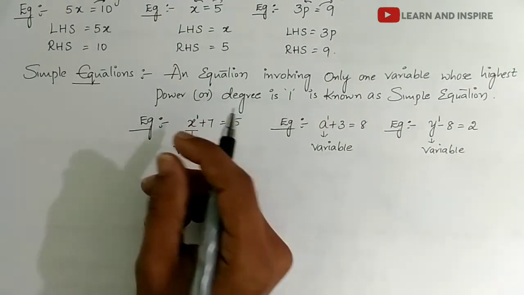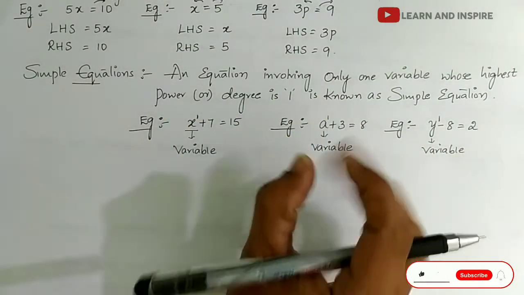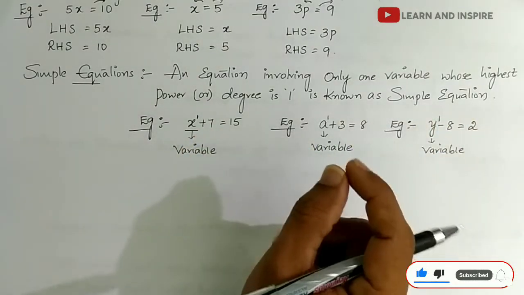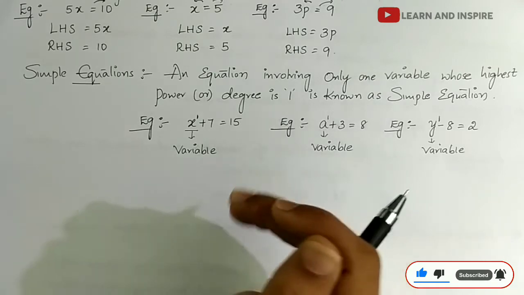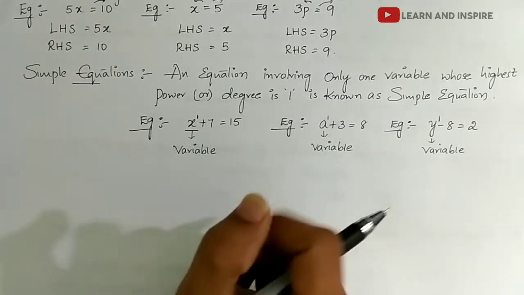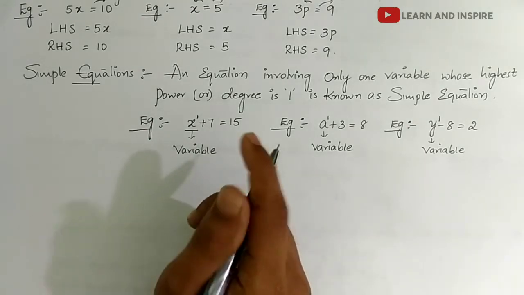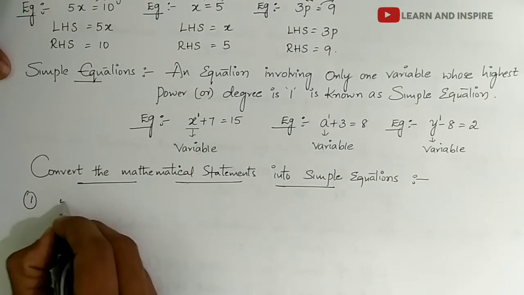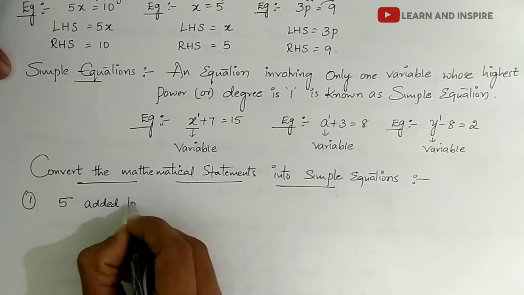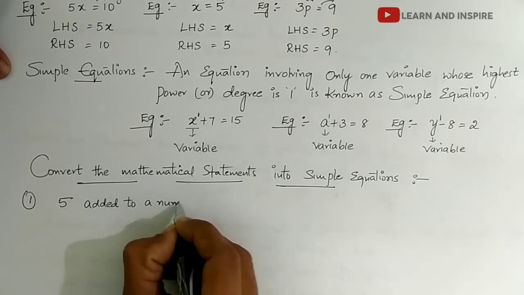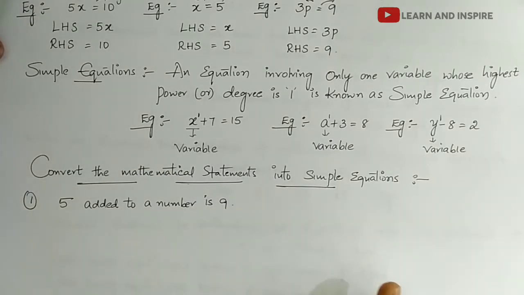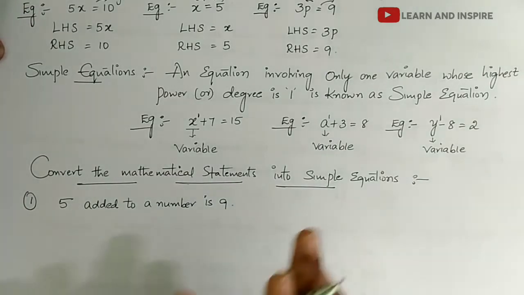Now we shall discuss how to convert the mathematical statements into simple equations. So statements will be given, and from that statement we have to convert into simple equations. Now let us discuss a few examples based on this. Okay, so first one is 5 added to a number is 9.